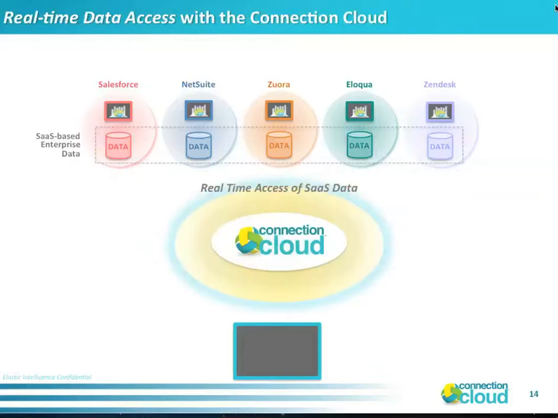So the Connection Cloud then presents a hosted, scalable, multi-tenant platform that gives users access to a wide variety of SaaS data, and they don't need to understand the schemas of the underlying data sources. And that's critical, because what we find is that as easy to use as SaaS applications are, the underlying schemas are as complex as the enterprise applications they've replaced.